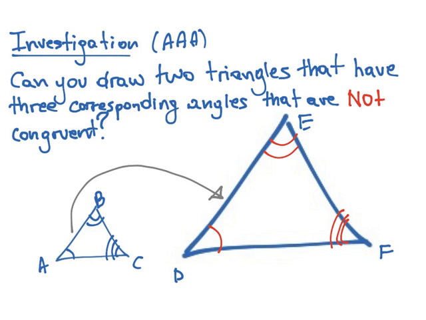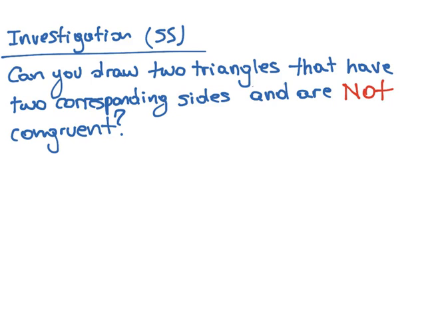Let's take a look at the next investigation. Can you draw two triangles that have two corresponding sides and are not congruent? So let's take a look at a triangle. Well, before we draw the triangle, let's just draw two sides. And they're pretty much the same. Therefore, this side is equivalent to this side, and this side is equivalent to that side. And that's what the definition of SS means, side, side. And we can finish this triangle on the left-hand side with another line like this.